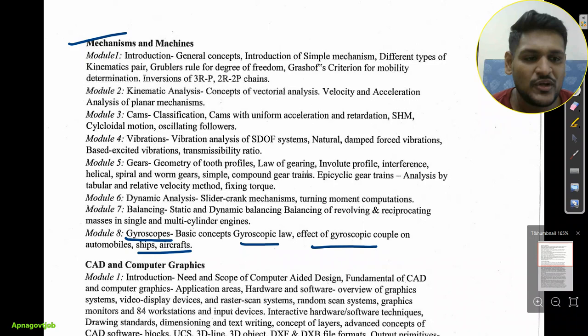Okay, if you want, then you can do kinematics analysis also, concept of vector analysis, vector velocity and acceleration analysis of planar mechanism, this thing you can do. Other things directly you can skip, there is no problem in that, right?